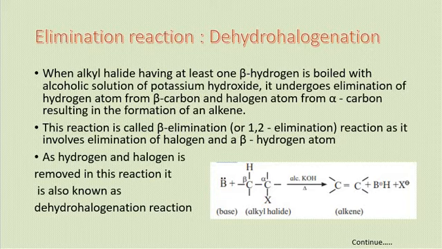So if this is the general reaction, this is the alpha carbon atom having one halogen atom, this is the beta carbon atom having at least one hydrogen atom. When this compound is heated with alcoholic caustic potash, like KOH, what will happen? These two atoms, one hydrogen from the beta carbon and one halogen atom from the alpha carbon, will be removed and alkene will be formed. This is what you call dehydrohalogenation reaction.